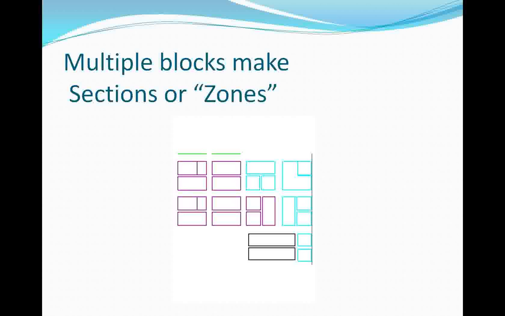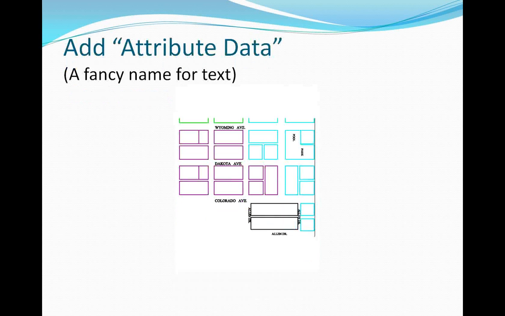After you've drawn one block, you draw the next block. Multiple blocks make sections or zones. In this slide, the different colors are referring to different zoning. Then you start adding your attribute data. Again, it's a fancy name for text, but it's important. Every bit of information that you put into your drawing is going to be referenced over and over and over again. By drawing it one time, you save yourself the time every time you open that drawing. Every time you refer to that drawing, you have just saved a ton of money from an engineering firm.